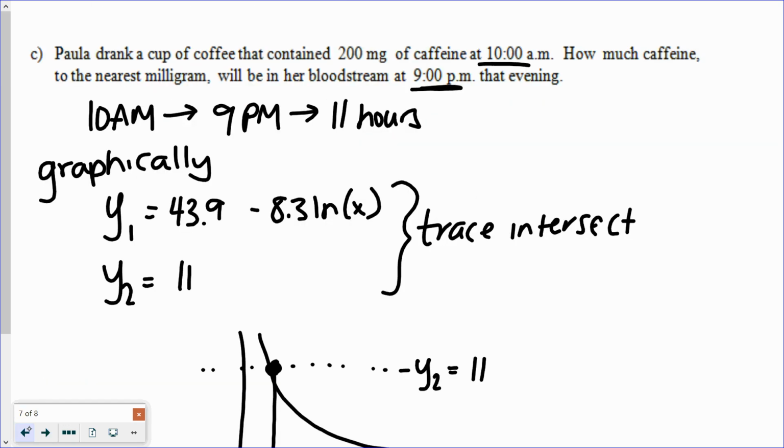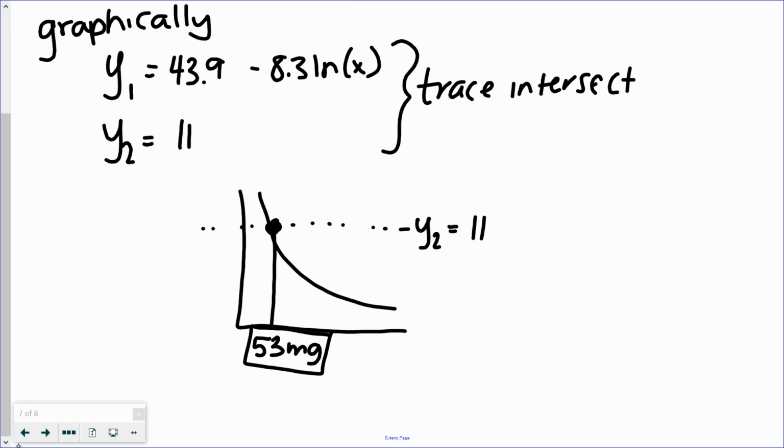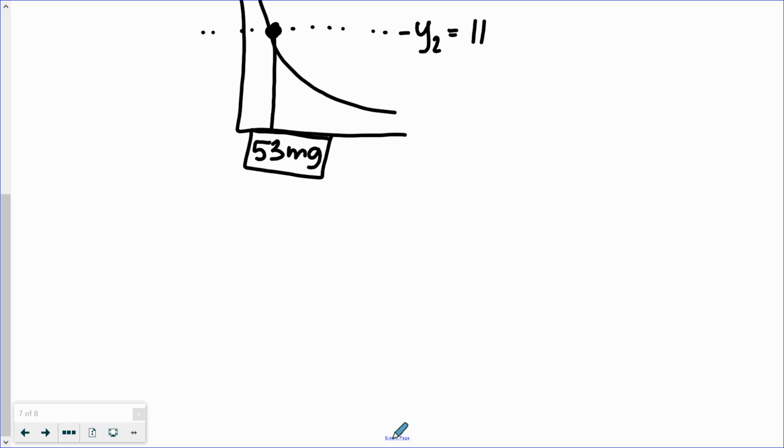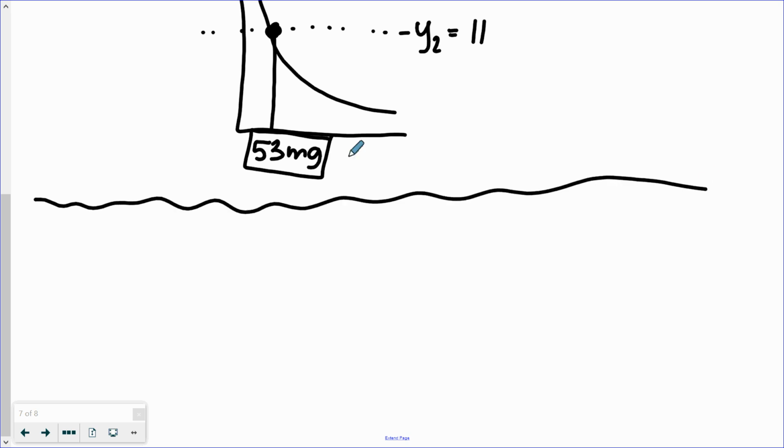Is there one more question? I didn't have it on here, but I think I have it in the notes. It says, Paula is only able to sleep if her caffeine levels are below 40 milligrams. So we know that, in this case, she wouldn't be able to sleep because her caffeine level is still too high by 9 p.m. that evening. So it says, if Paula usually goes to bed at 10 p.m., what is the latest time that she should drink a cup of coffee?